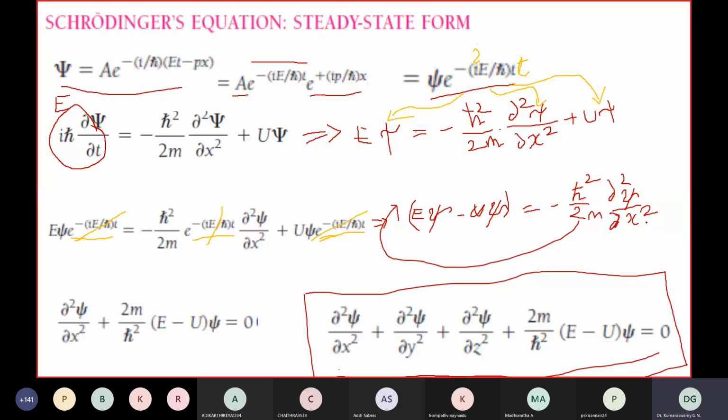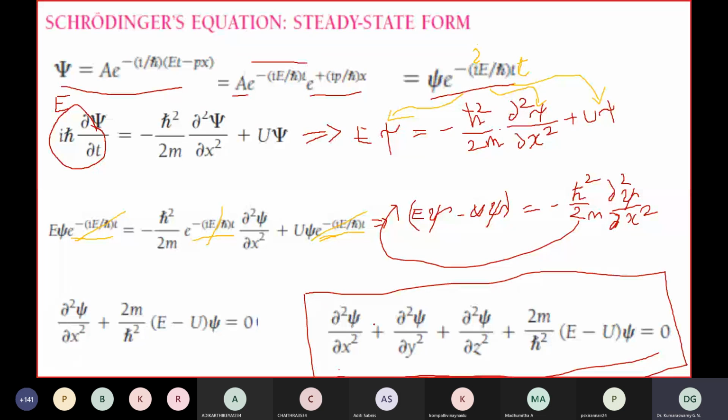Schrödinger's steady state equation in 3 dimensions would look like this. Dou square psi by dou x square means it is only along the x axis, or 1 dimension. Take it in 3 dimensions: dou square psi by dou x square plus dou square psi by dou y square plus dou square psi by dou z square plus 2m by h cross square into E minus u. So this is the Schrödinger's time independent equation in 3 dimensions. Write down the last one.